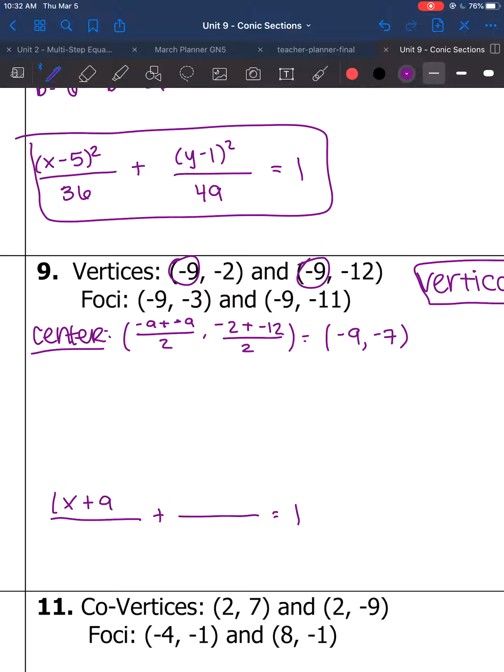And then -2 plus -12 over 2 gives me -9 and -7. So that is my center. X plus 9 squared and then y plus 7 squared. And since it's vertical, the bigger number will still be under the y.